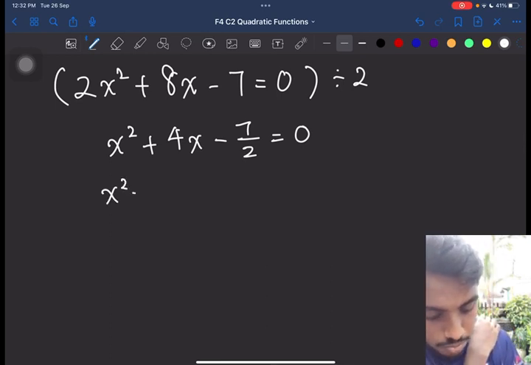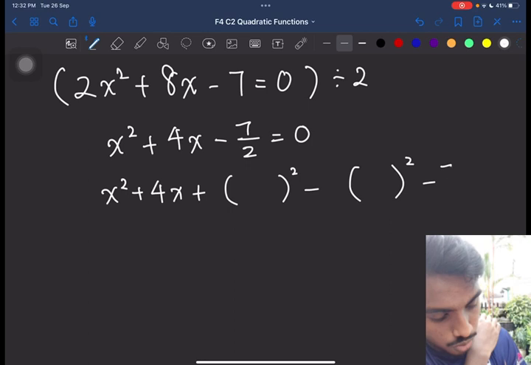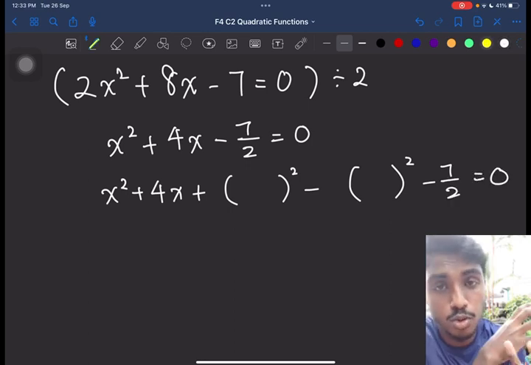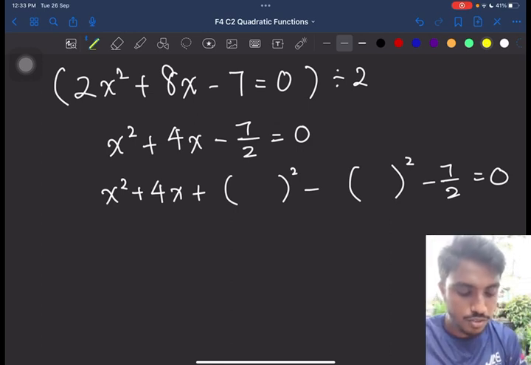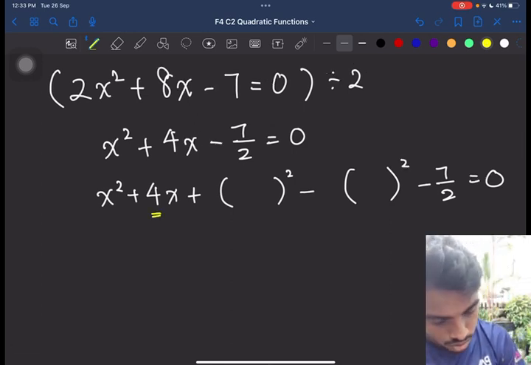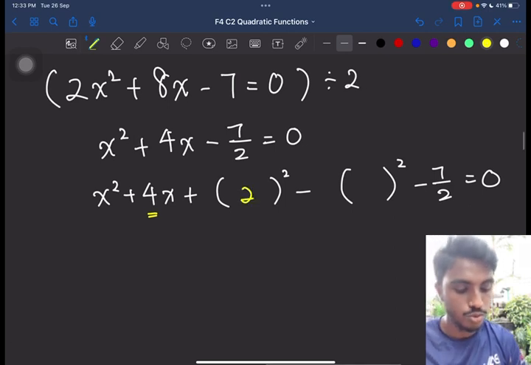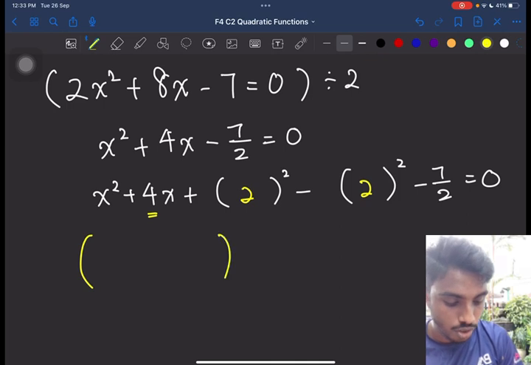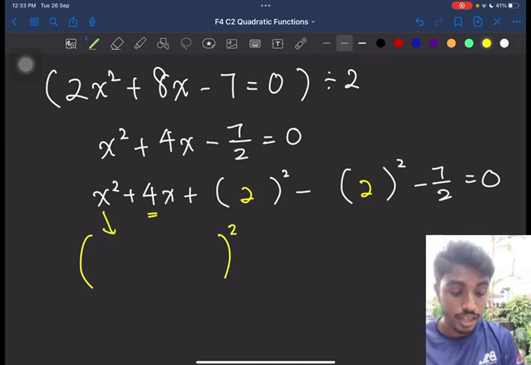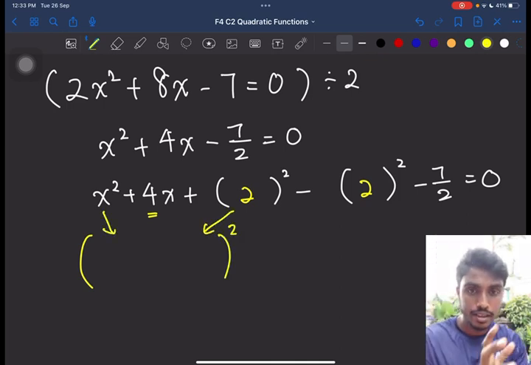Again, follow the method: x squared plus 4x plus bracket square minus bracket square minus 7 over 2 equals 0. What you have to put inside the bracket is the coefficient of x divided by 2. Here our coefficient is 4, 4 divided by 2 is 2. Here also 2. Next step, put a bracket and square.